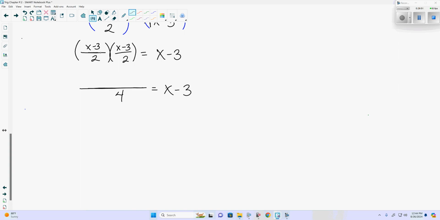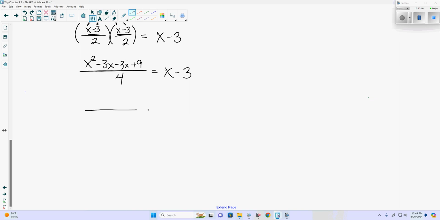Now the numerator, we're going to have to distribute through like we did before. We're going to have to do x times x, which is x squared. X times negative 3, which is negative 3x. Negative 3 times x is negative 3x. Negative 3 times negative 3 is plus 9. So if we combine like terms, we get x squared minus 6x plus 9, all over 4.